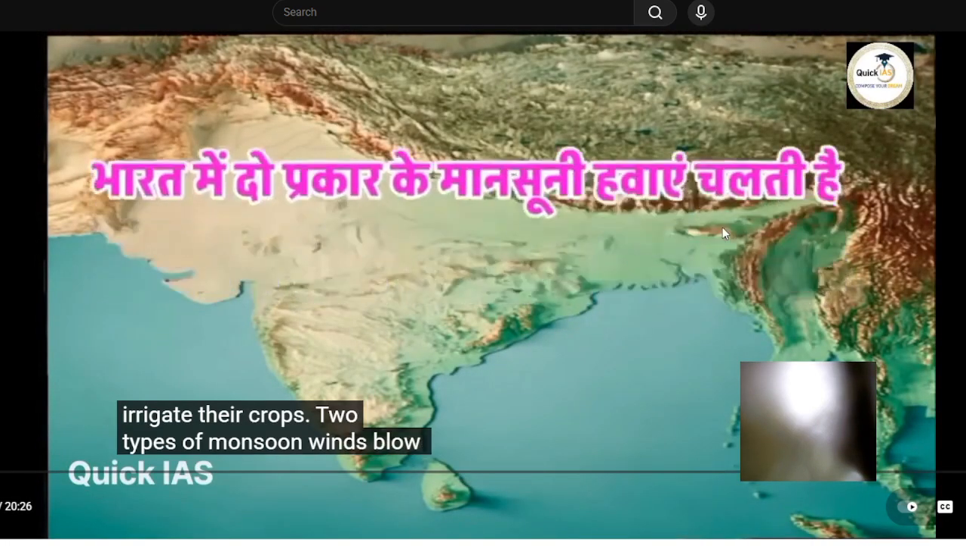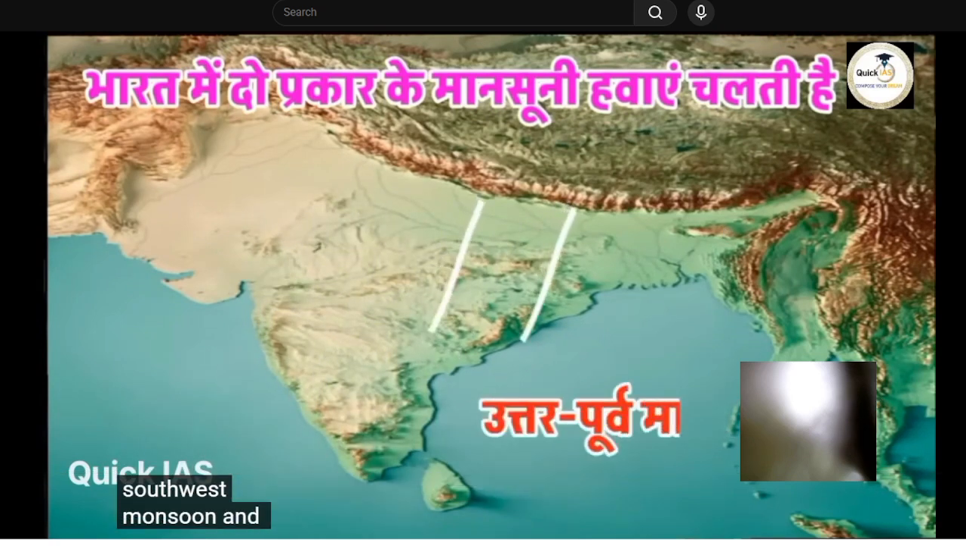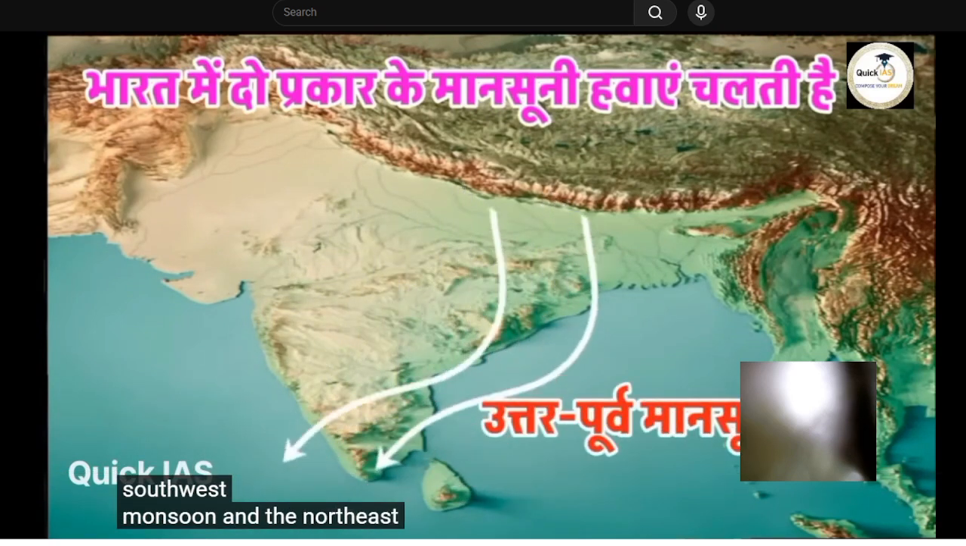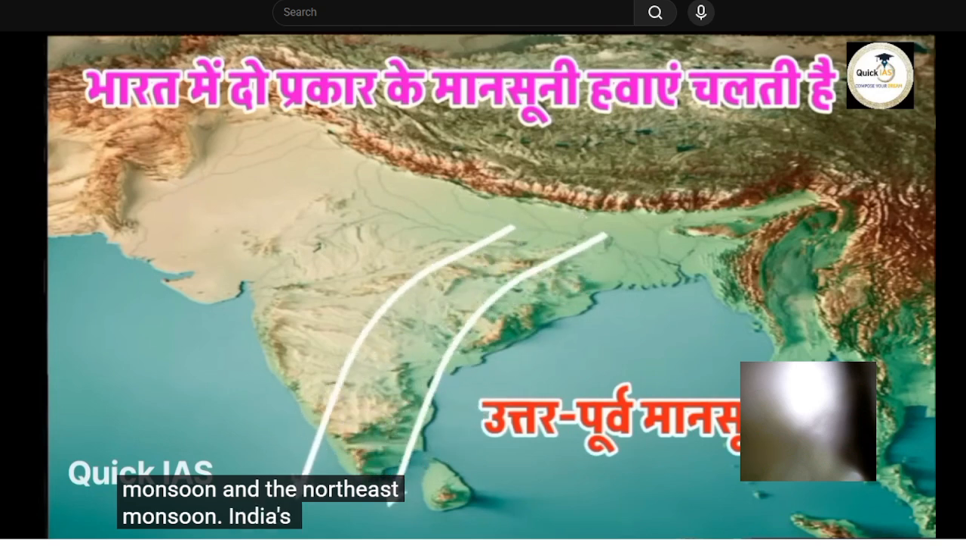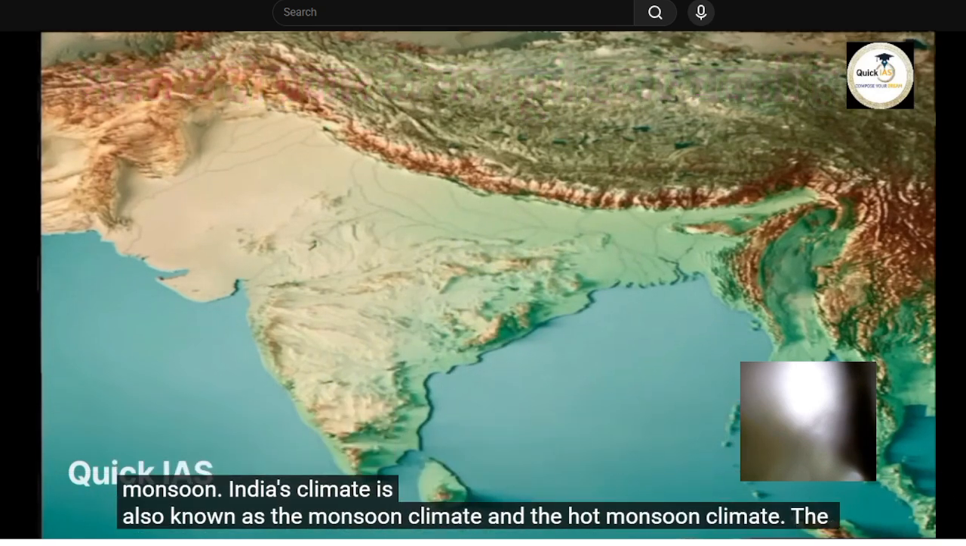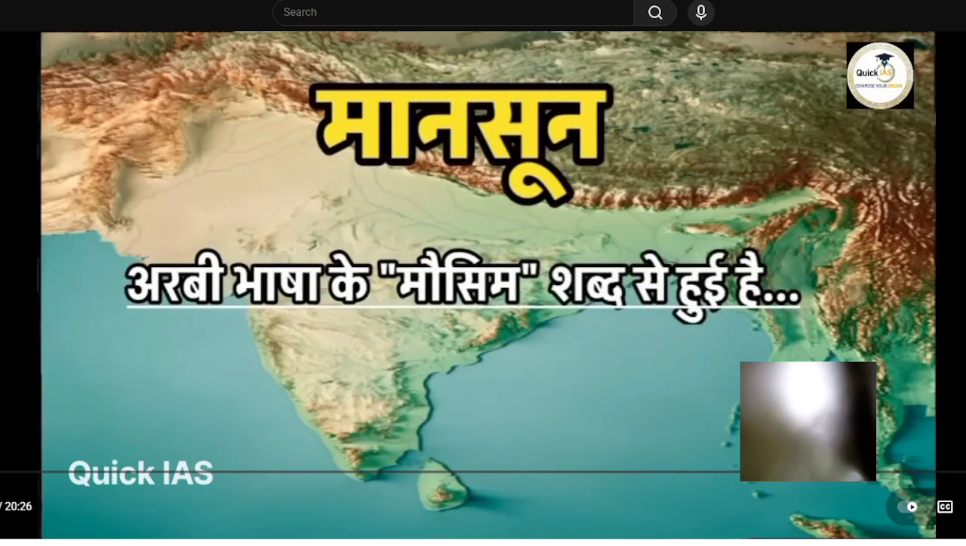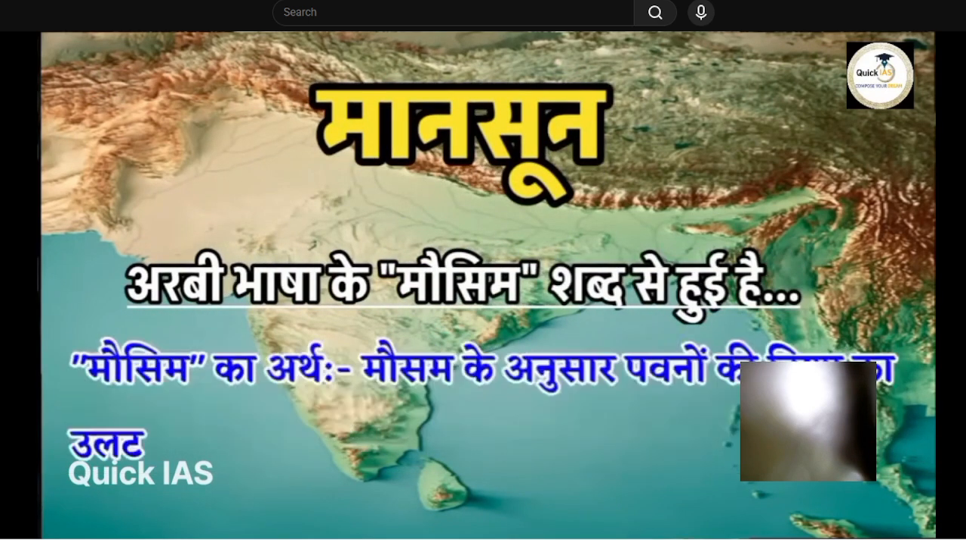2 types of monsoon winds blow in India: the southwest monsoon and the northeast monsoon. India's climate is also known as the monsoon climate and the hot monsoon climate. The word monsoon derives from the Arabic word mausim, which means a reversal of wind direction according to the season.